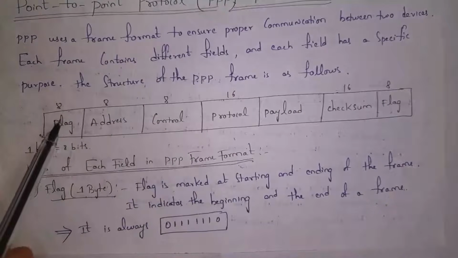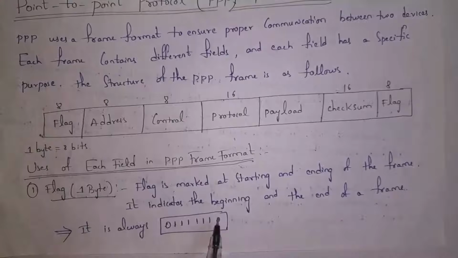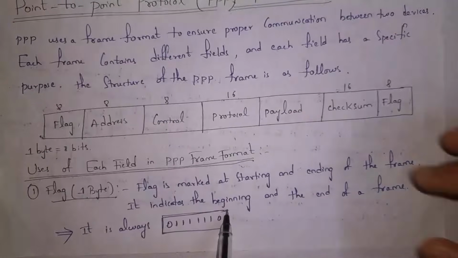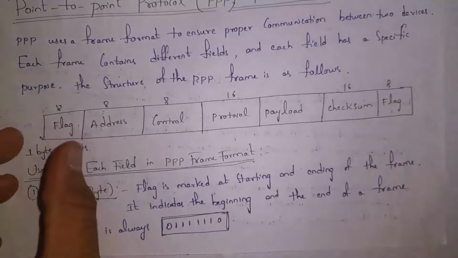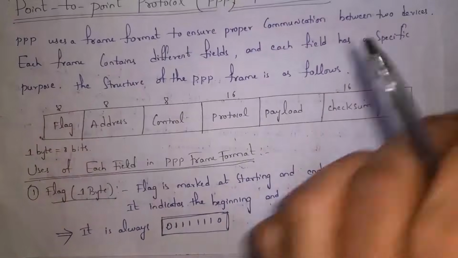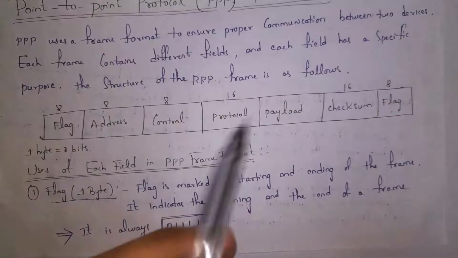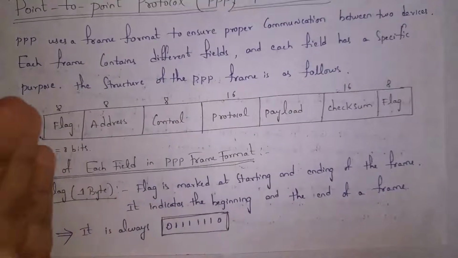And flag value is always 0, 6 ones and 0. This is the default value. This value will not change. If any device wants to send data, by default, this is the flag value. And this flag value is used to identify the starting and ending of the frame. So by seeing this flag, the receiver device can identify the starting and ending of the frame.